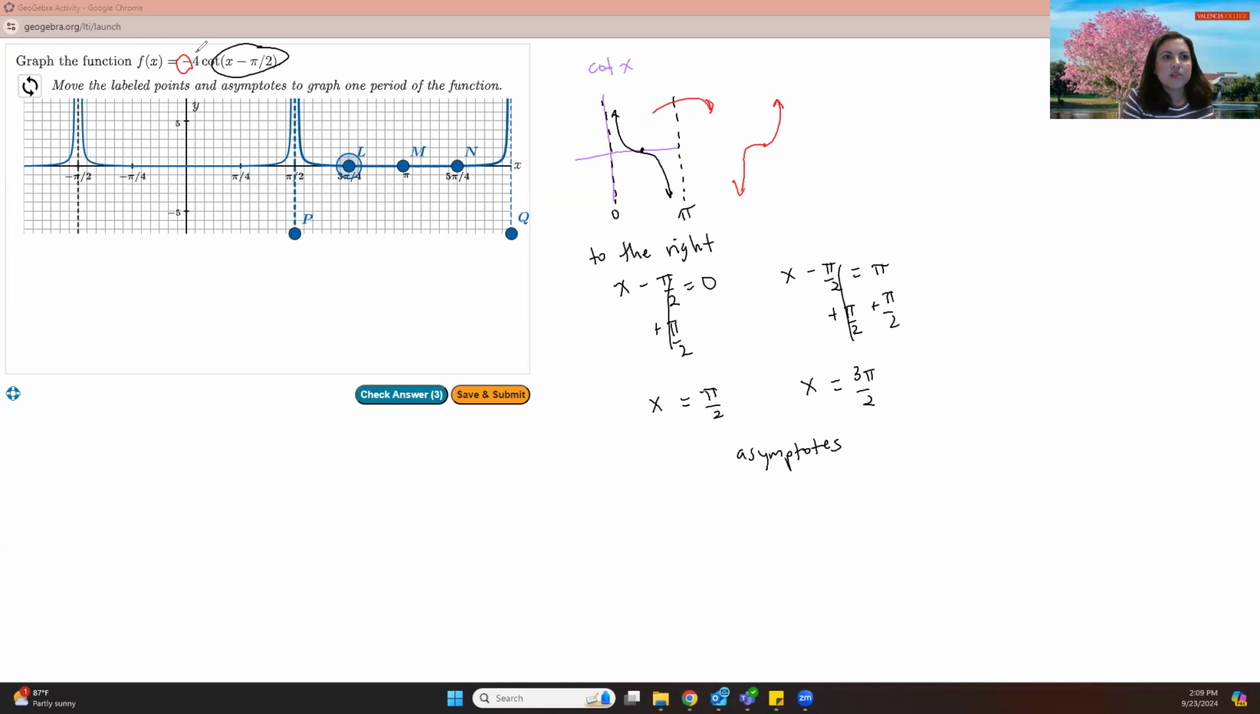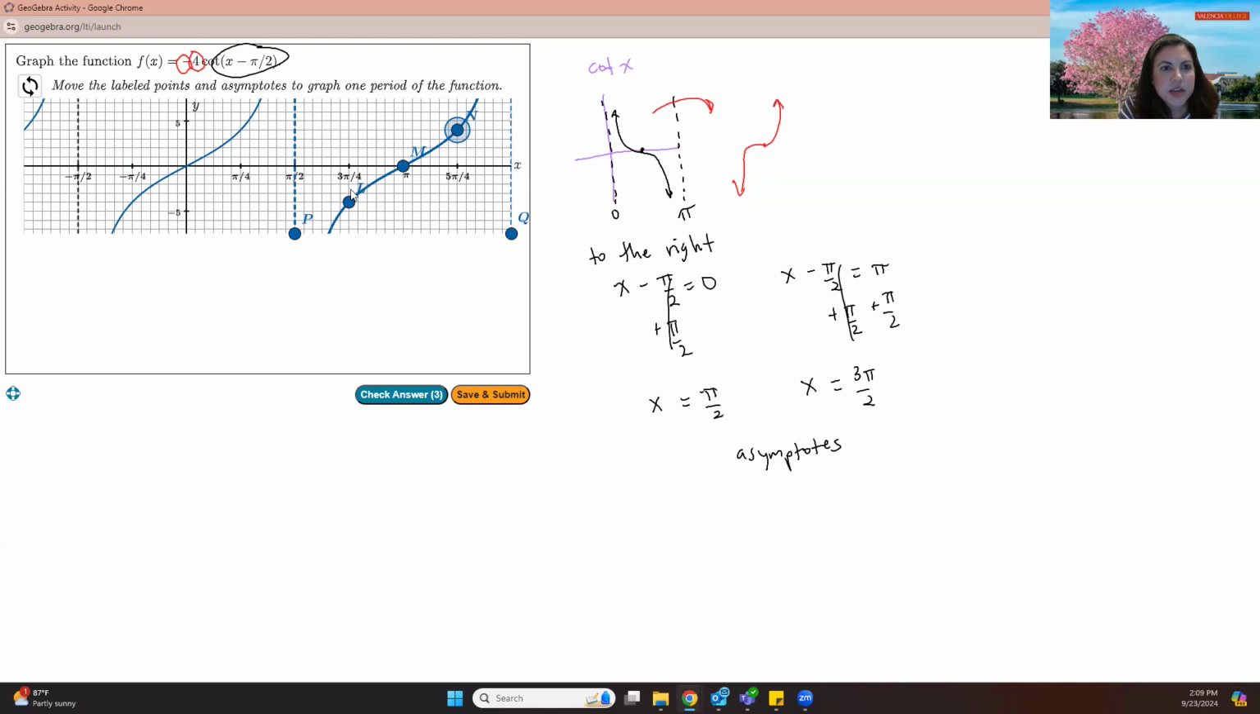And also we have this 4. So we don't call that the asymptote for tangent and cotangent, but it does show me how high or low I need to go, how far I need to go for these points. So for L, I'll move it down to -4. N, I'll move it up to +4.